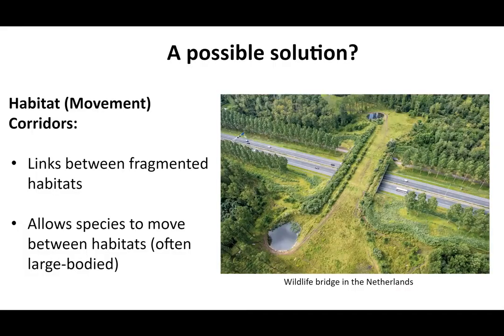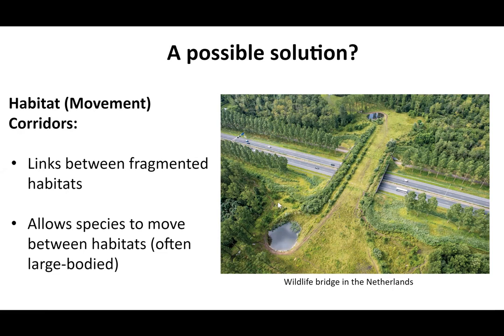Now, one of the cool things we're seeing, now we see these heavily in Japan. We're seeing these in the Netherlands, and they're starting to pop up here in the United States, thankfully, is actually these cool wildlife bridges to span highways. So you can see we have this fragmented habitat by this highway in the Netherlands, and they built this bridge. They put grass, they put trees on it, so organisms can cross from one side to the other safely as best they can. Obviously, it's not perfect, right?